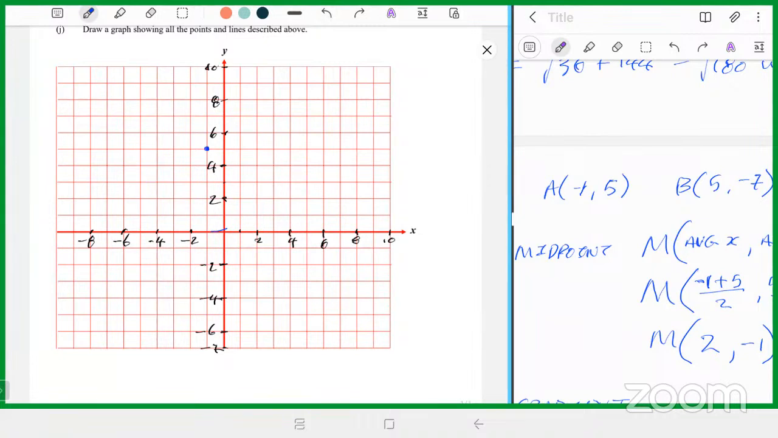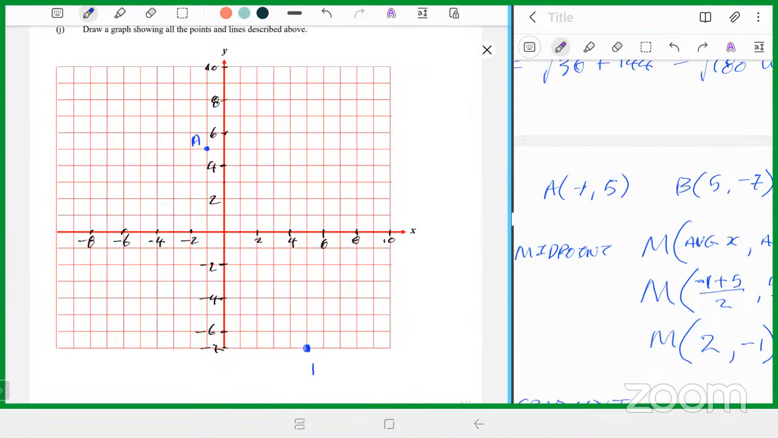And let's put A on it. That is our point A. Then we need a point B, which is (5, -7). So (5, -7) means we're going to go to the right 5, and then we're going to go down to -7 to locate this point. It's (5, -7). All right, so it's going to be right here.